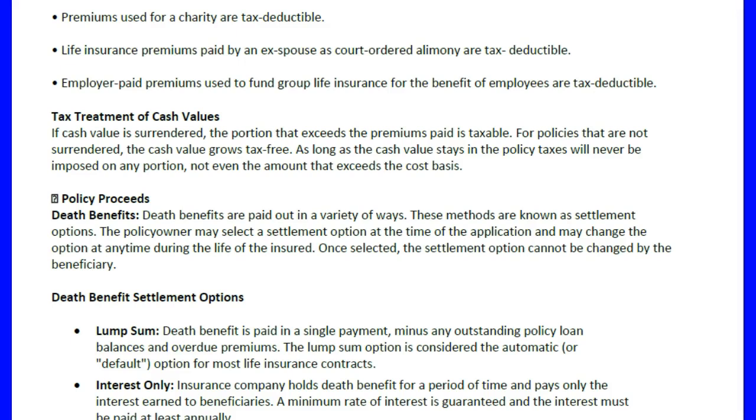Tax treatment of cash values. If cash value is surrendered, the portion that exceeds the premiums paid is taxable. For policies that are not surrendered, the cash value goes tax-free. As long as the cash value stays in the policy, taxes will never be imposed on any portion. So if cash value is surrendered, the portion that exceeds the premiums paid is taxable. For policies that are not surrendered, the cash value goes tax-free. That's interesting. Let's continue.